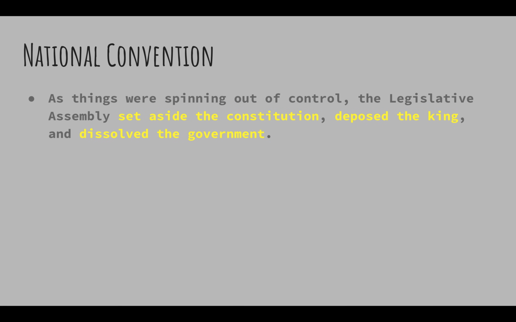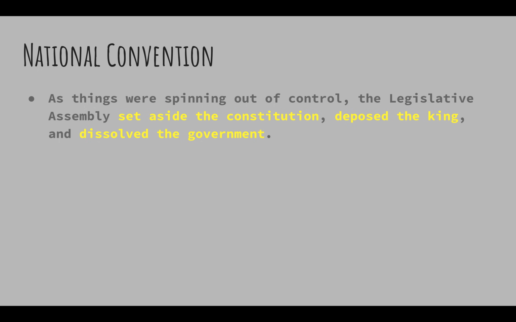Okay, our last section is known as the National Convention. So as things begin to spin out of control in France, not only is France experiencing this revolution within their own country, it's almost like a civil war, they're fighting against each other, but they're also at war with their neighboring countries. So as things are chaotic and out of control at this point, the Legislative Assembly sets aside the Constitution that they just created, and they dispose the king.